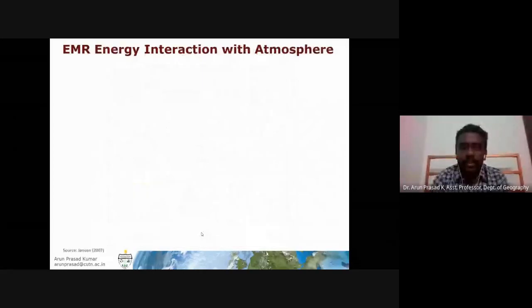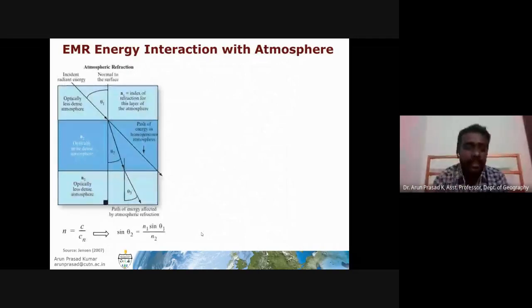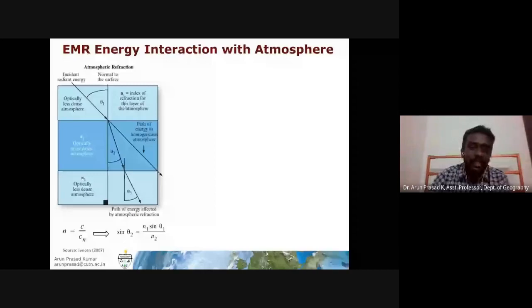So these are some of the interactions that happen in the atmosphere. The first is atmospheric refraction. When light passes from a less dense medium to an optically more dense medium, its path is bent. Here the incident radiation has an angle of theta 1, and the index of refraction of this layer of atmosphere is n1.